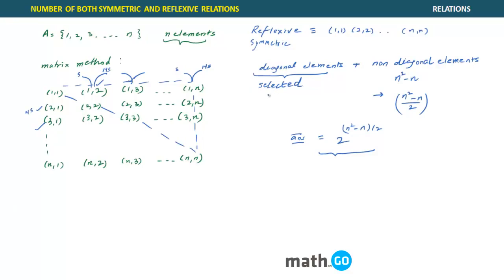We are not multiplying with the diagonal elements this time round. Why? Because diagonal elements have to be selected. You can't have any other option, right? They have to be there. So there is no permutation about them. That is why I'm not multiplying any cases for these. I hope this is clear.